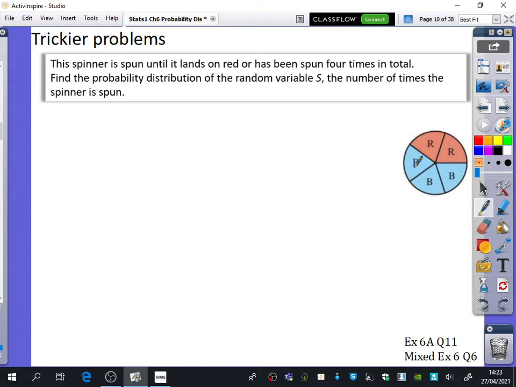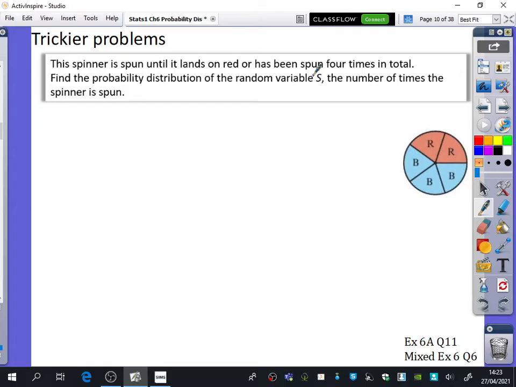So this is quite complicated because it's not a straightforward game anymore. It doesn't just say what's the probability that it's on red or what's the probability it's on blue, but we've actually got something that's now saying the spinner is spun until it lands on red or has been spun 4 times in total. So let's think of the options that we could have.